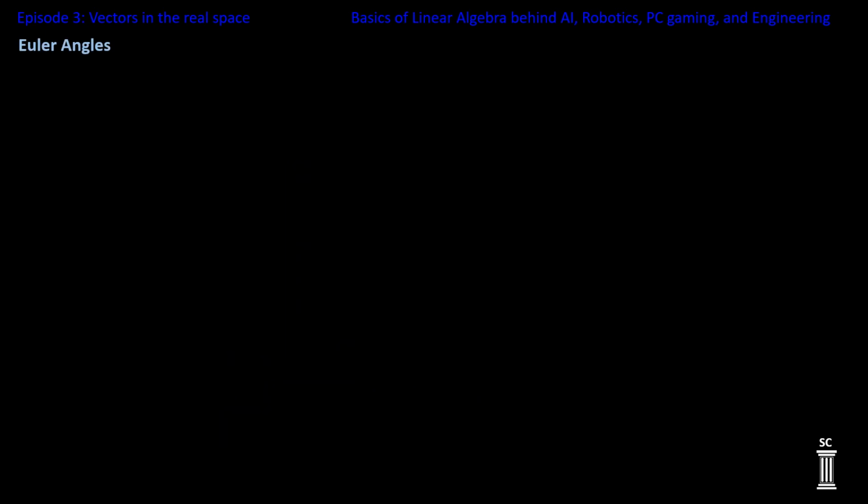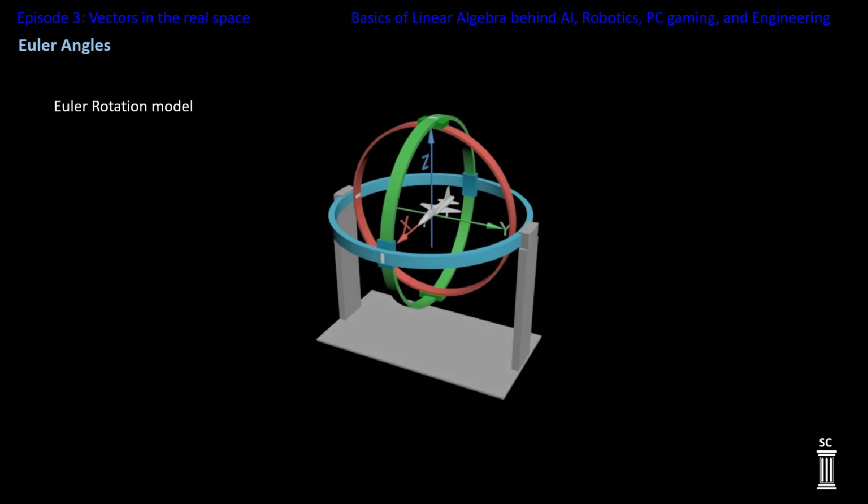We're going to talk about Euler angles, which is a very important subject. Euler angles determine the orientation of an object, such as an airplane or a robot. In order to understand Euler angles, we're going to look at the Euler rotation model.